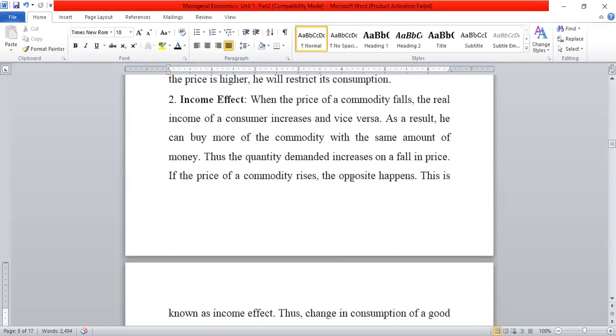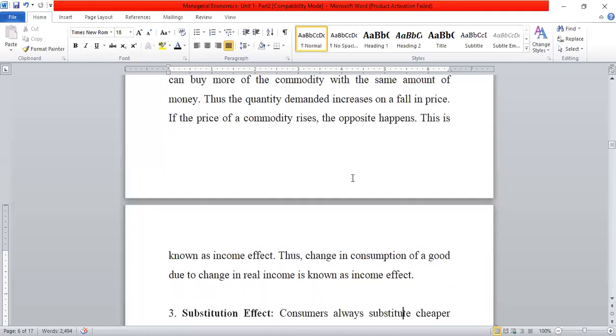Next, income effect. We know that when the price of a commodity falls, the real income of the consumer increases, and vice versa. That means when the product's price is decreased, a consumer can purchase that product at a lesser price, so he can save some money for other purposes. So that is called income effect. If the price of a commodity rises, the opposite will happen.